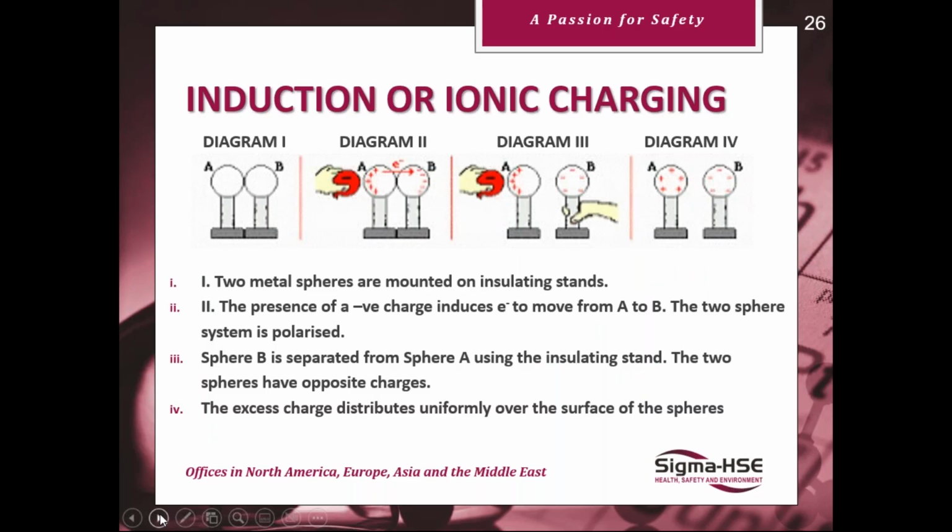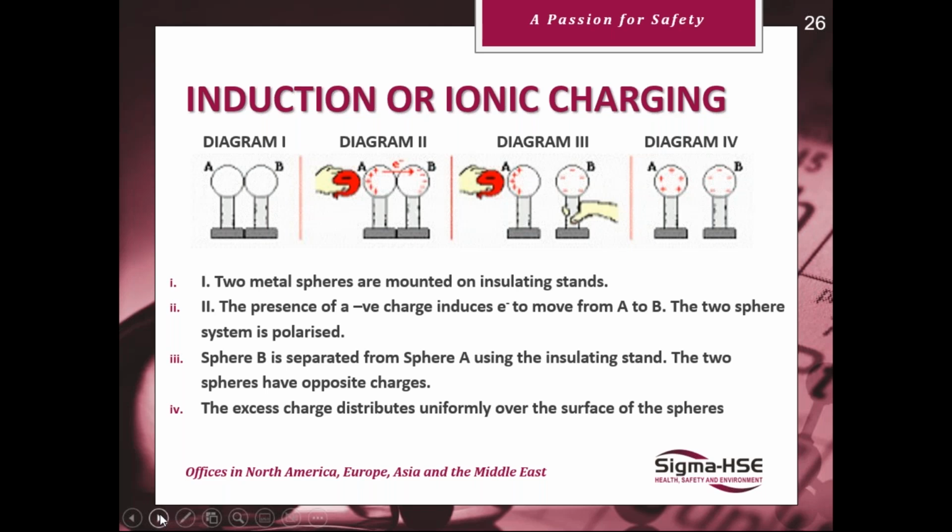If we look at induction or ionic charging, let's have a look at two metal spheres sitting on an insulating base. We then apply a charge to them. And you can see in diagram 2 the presence of a negative charge induces electrons to move from A to B. In other words, the two systems are now polarized. So sphere A ends up being positive, and the furthest one ends up being negative.